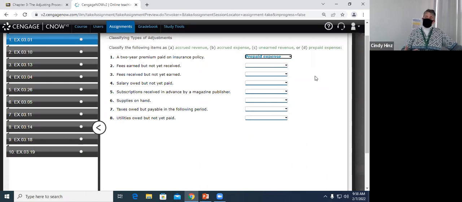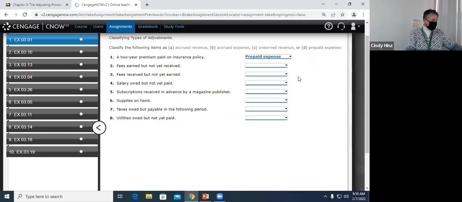Because we use accrual-based accounting, what we would do then is report the full 24 months as an asset, prepaid expense, and then each month we would take 1/24 of that cost and move it off the balance sheet. It's no longer an asset for us because that month of coverage has expired, and we would move it onto the income statement as an expense. So it goes from being an asset to an expense as each month passes, as each accounting period passes.